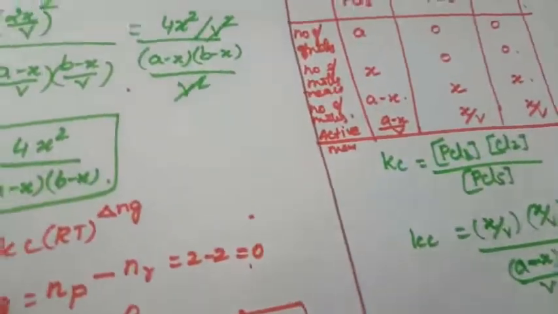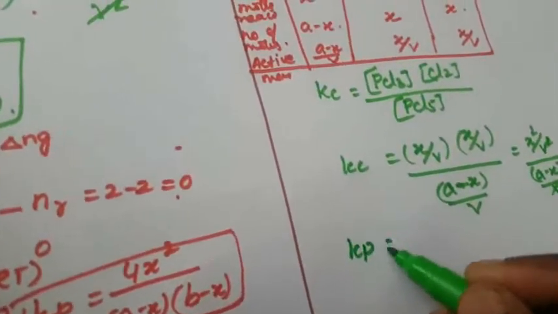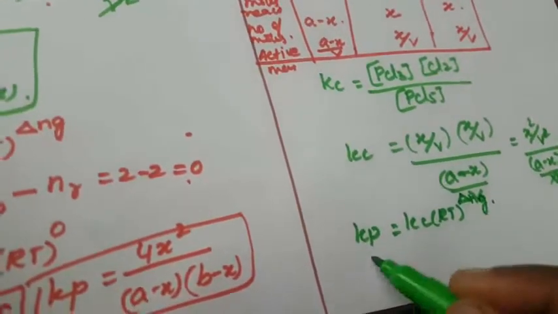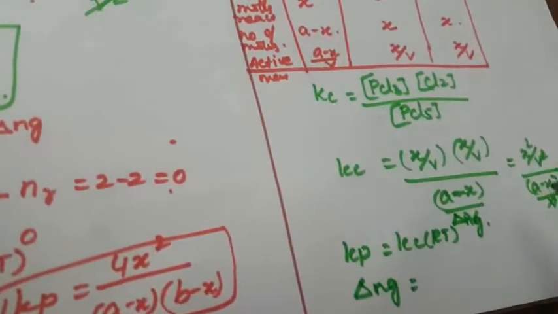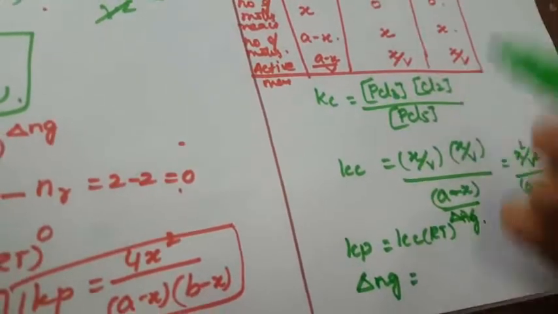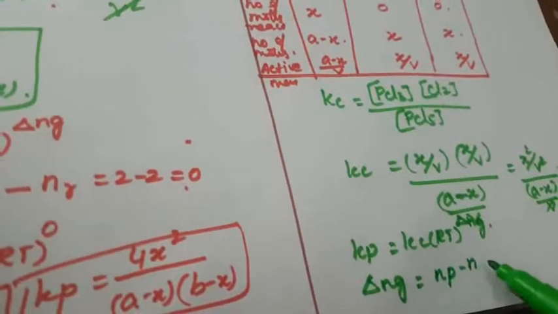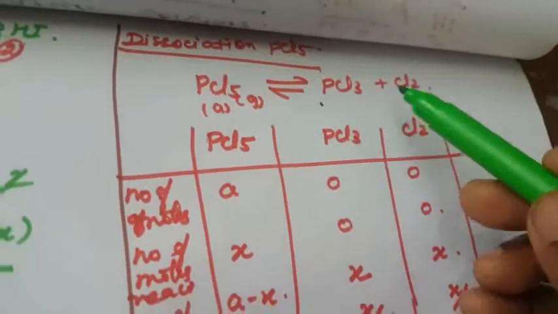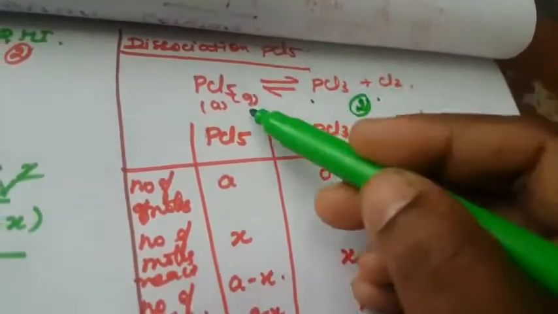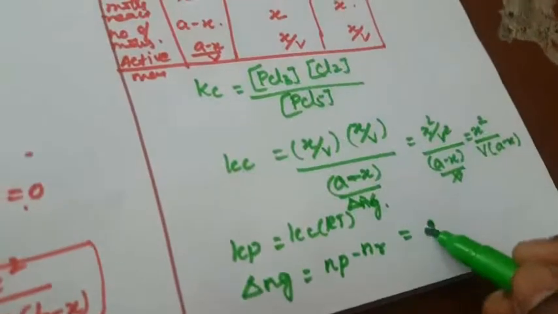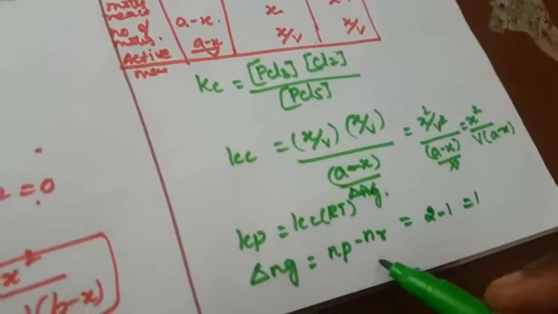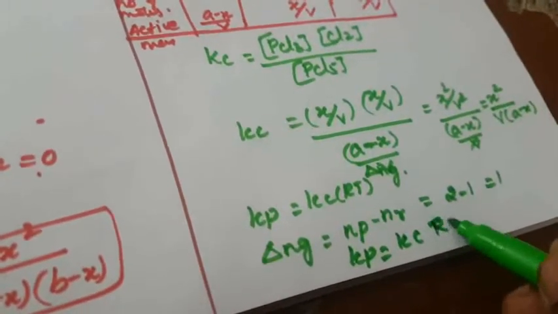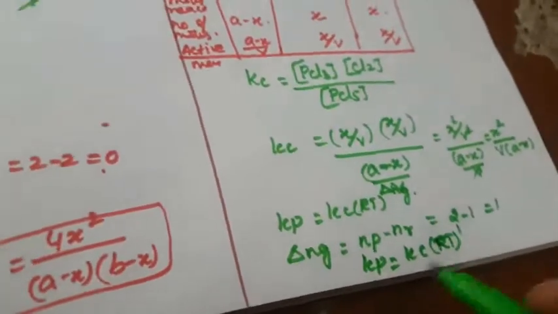What is the Kp value? The relation is Kp is equal to Kc RT delta Ng. How to calculate delta Ng? Number of moles of product minus number of moles of reactant. Product side has 1 mole and 1 mole, that is 2 moles; the reactant side has 1 mole. So 2 minus 1 equals 1 mole. So Kp is equal to Kc RT to the power delta Ng. This is the other one.